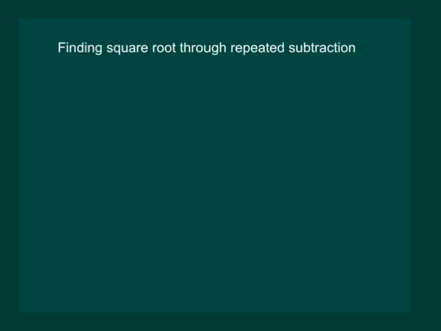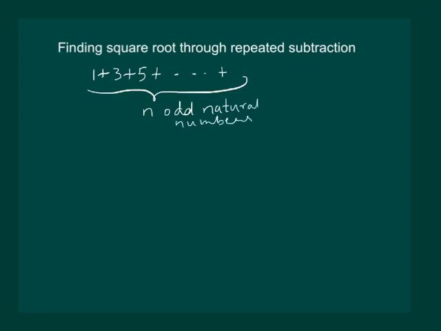Let us start learning various methods of finding square root. We start with the method of repeated subtraction. We have learned in the properties of squares that 1 plus 3 plus 5 plus so on, n odd natural numbers, is equal to n square. Using this property, let us try to find the square root of 81.